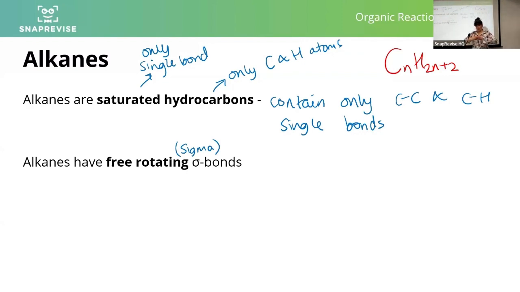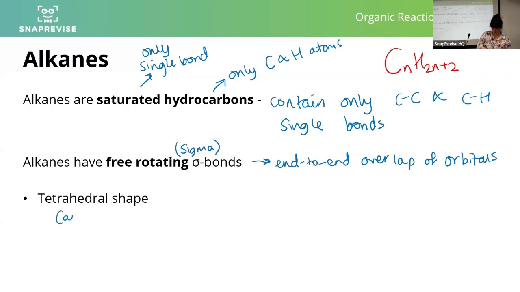Or you can talk about the overlap of orbitals happening as the orbitals are pointing towards each other, but I prefer end-to-end overlap of orbitals. Overlap of bonding orbitals, or just orbitals. So you can talk about orbitals pointing directly at each other if you want. And because alkanes contain only single bonds, the shape around each carbon is tetrahedral.